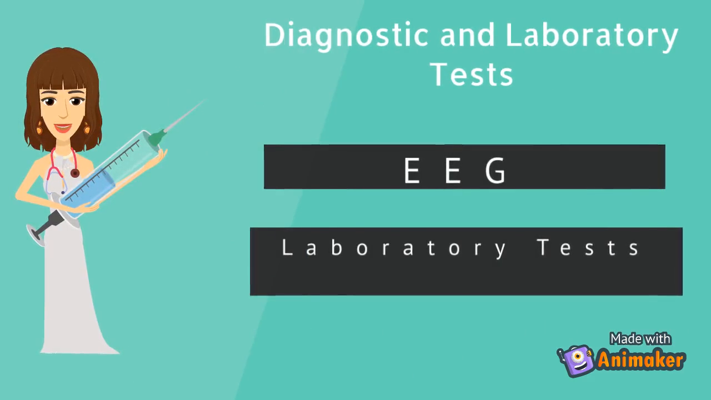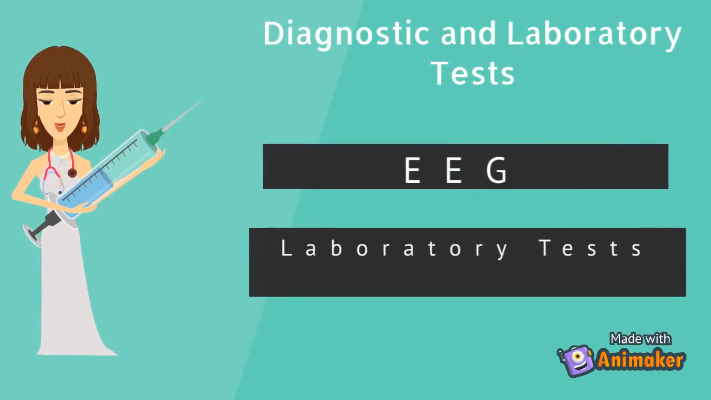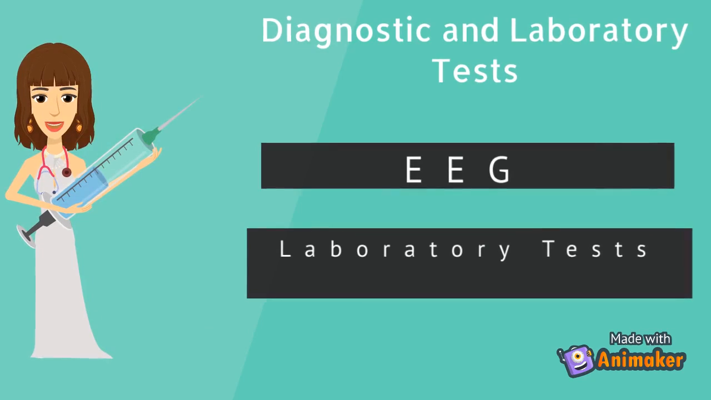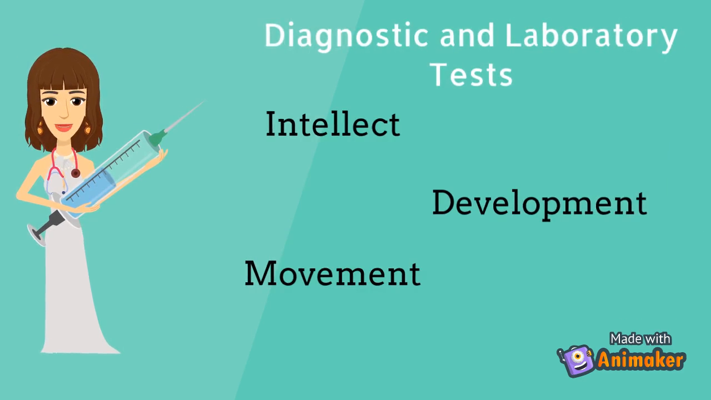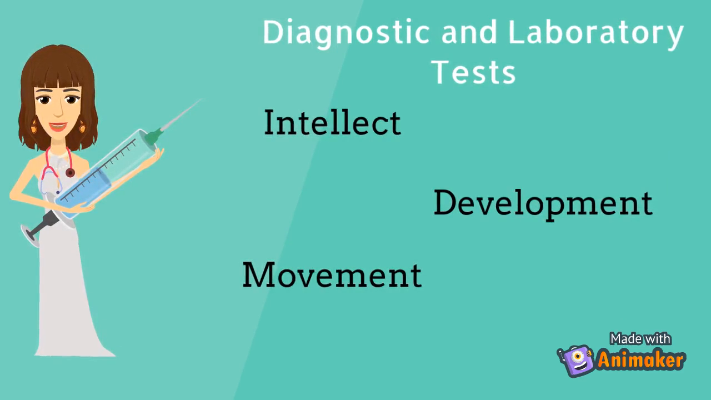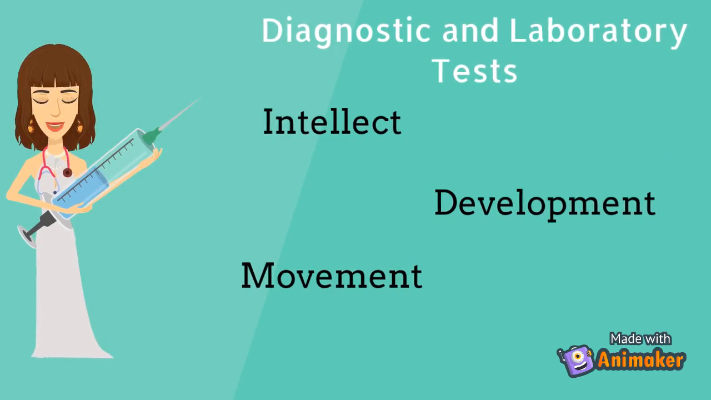For the electroencephalogram or EEG, if your child is suspected of having seizures, an EEG can evaluate the condition further. The EEG records electrical activity of your child's brain. For the laboratory test, tests on the blood, urine, or skin might be used to screen for genetic or metabolic problems.